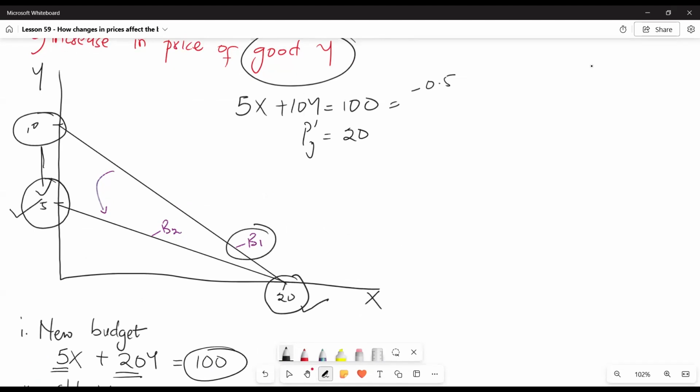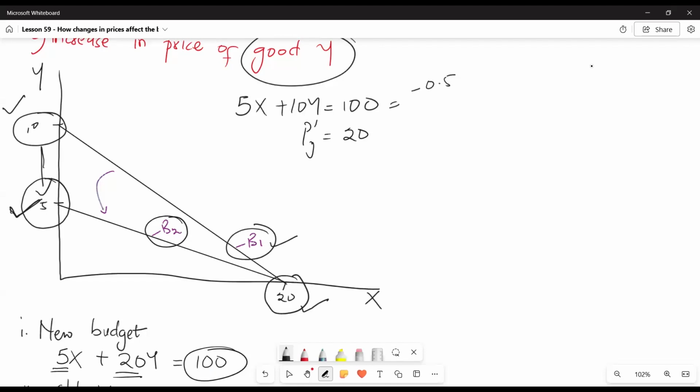So what this simply means is if Ella doesn't buy any of good x at the initial level of income and prices, the maximum amount of y Ella could buy was 10. But now with the increase in the price of y to 20, given the income of 100, Ella can now afford to buy less of good y if y is the only thing that Ella is buying. So Ella can now buy only 5 units. Now this pivots our budget line from B1 to B2. The new slope is also smaller, which is minus 0.25.